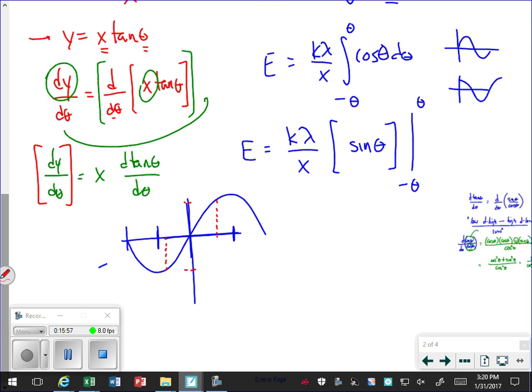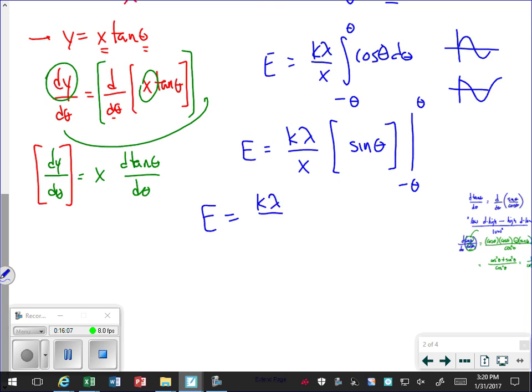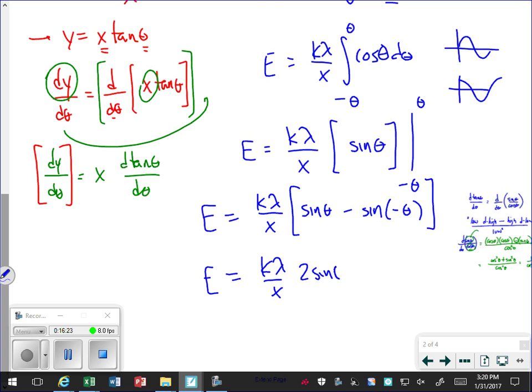So E is k lambda over x times the sine of theta minus the sine of negative theta. Where theta is the same, that's k lambda over x times 2 sine theta.